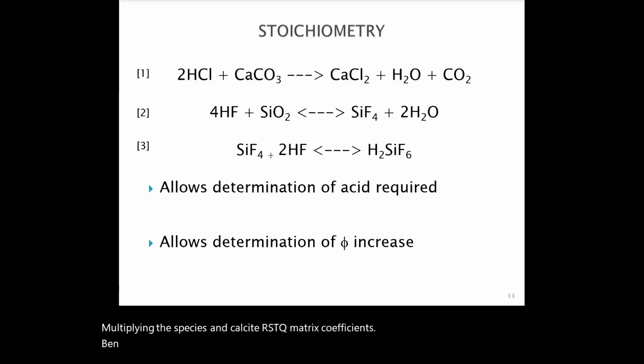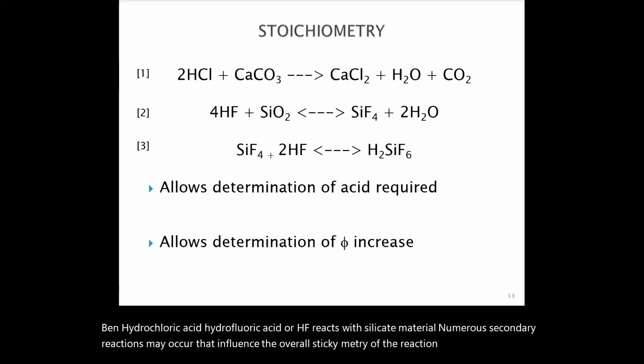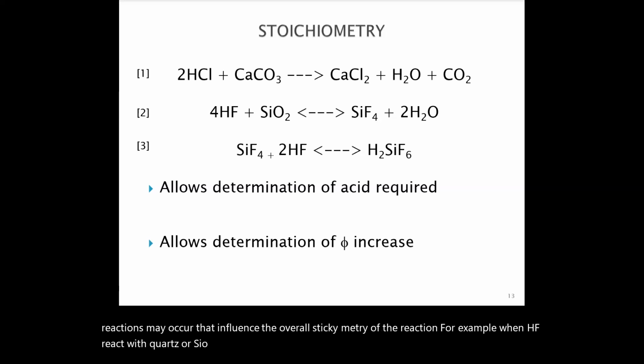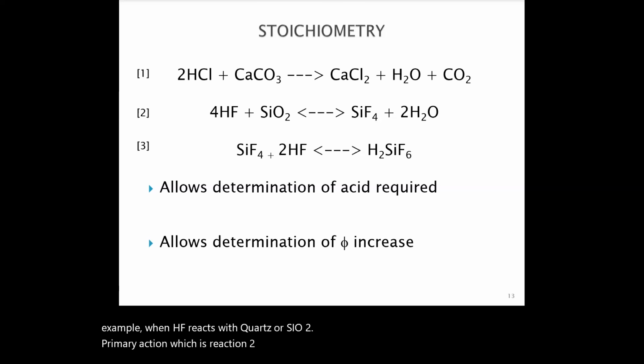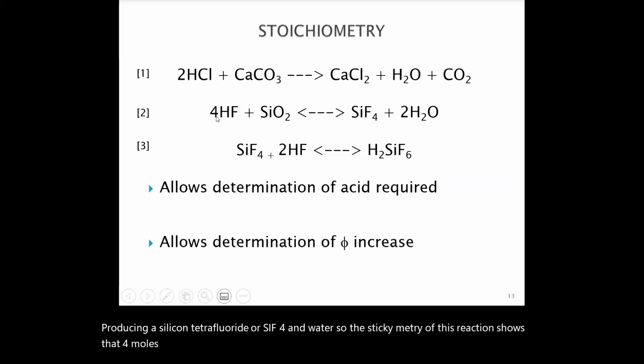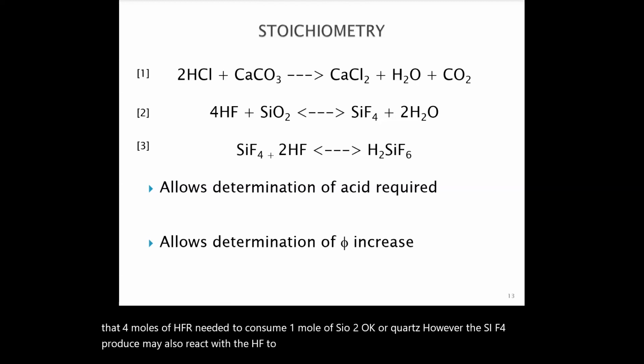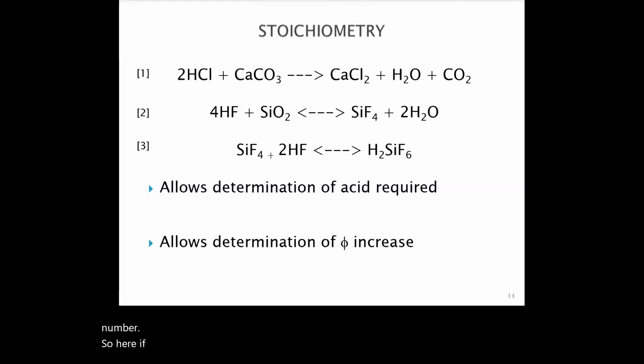When hydrofluoric acid or HF reacts with silicate material, numerous secondary reactions may occur that influence the overall stoichiometry of the reaction. For example, when HF reacts with quartz or SiO2, the primary reaction, which is reaction number 2 here, produces silicon tetrafluoride or SiF4 and water. The stoichiometry of this reaction shows that 4 moles of HF are needed to consume 1 mole of SiO2, or quartz. However, the SiF4 produced may also react with the HF to form fluorosilicic acid, according to equation number 3. So if the secondary reaction goes to completion, 6 moles of HF rather than 4 will be consumed to dissolve 1 mole of quartz.